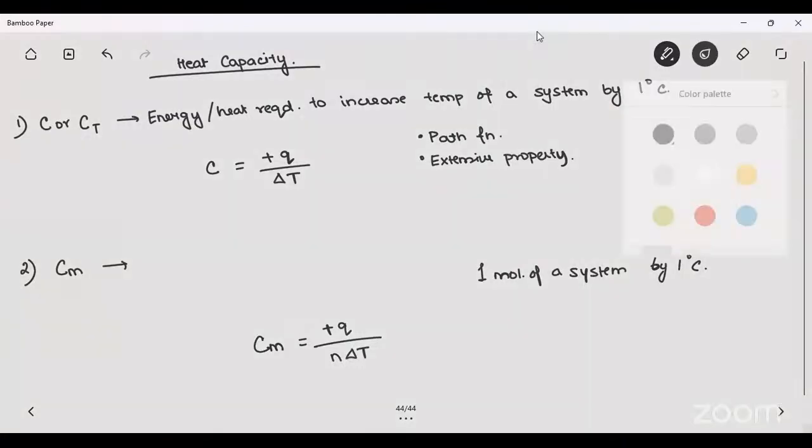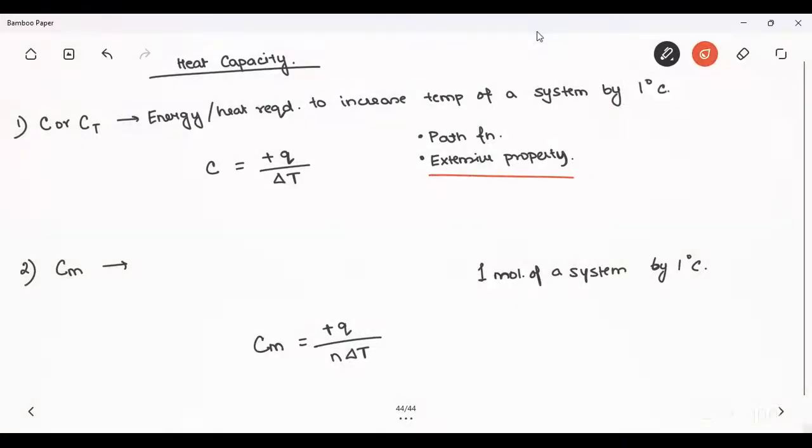Okay. Now one more thing. This is an extensive property, but this is an intensive property. Why? Because Q is an extensive property and n is also an extensive property. And while teaching you, I already told you that when two extensive properties are divided, the result is an intensive property. Okay, up to this it is clear to everyone? Clear or not?